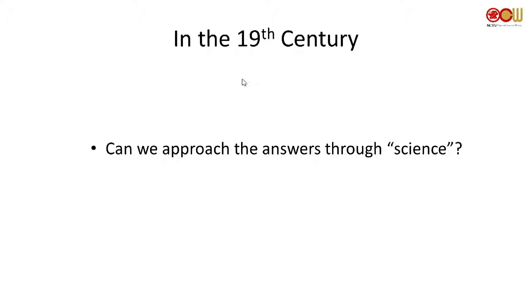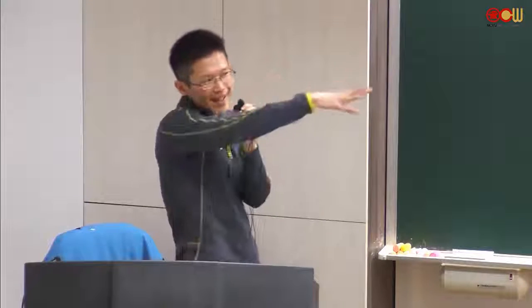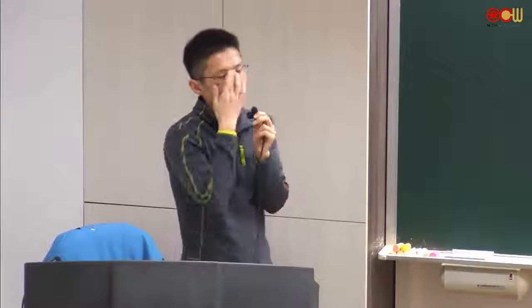Probably in the 19th century, there was a group of people who thought, now, we could study physics, we could study chemistry in scientific methods. Why don't we study human behavior with scientific methods? So about that time, 19th century, people started to try to use science to study human behavior.